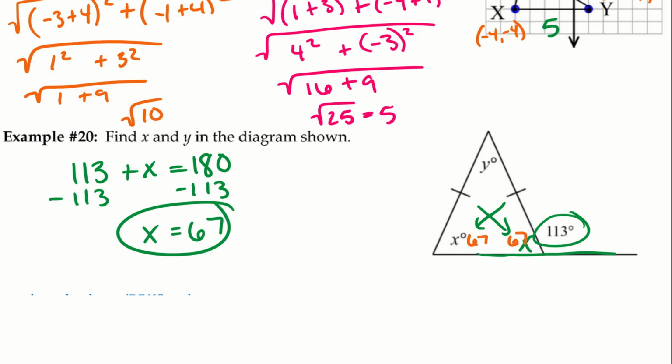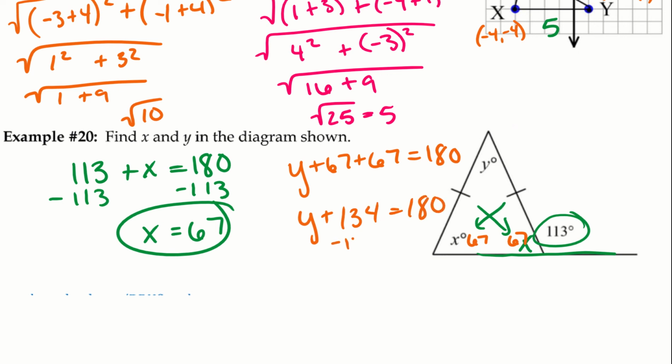So now I can use the triangle sum theorem. Y plus 67 plus 67 equals 180. Add those together, so we have y plus 134 equals 180. Subtract 134 from both sides. Y equals 46.